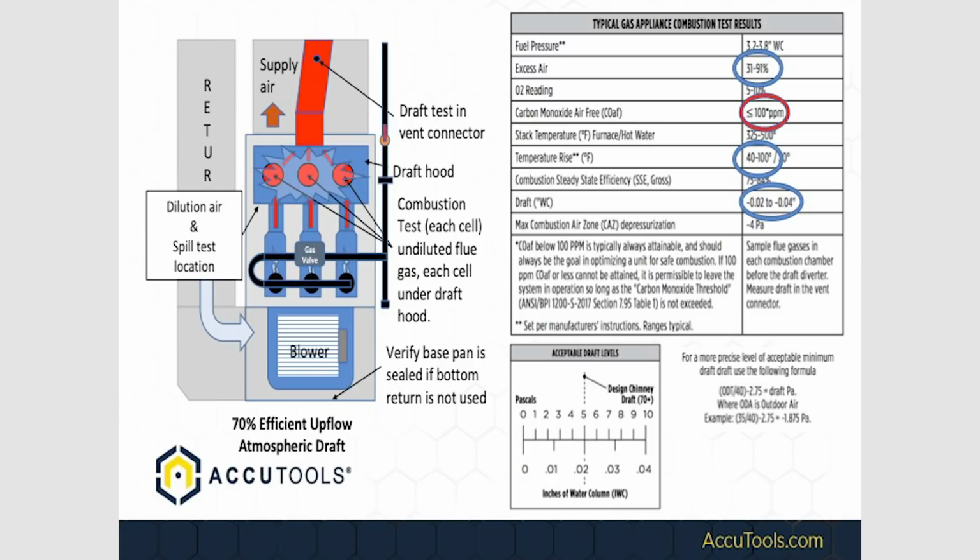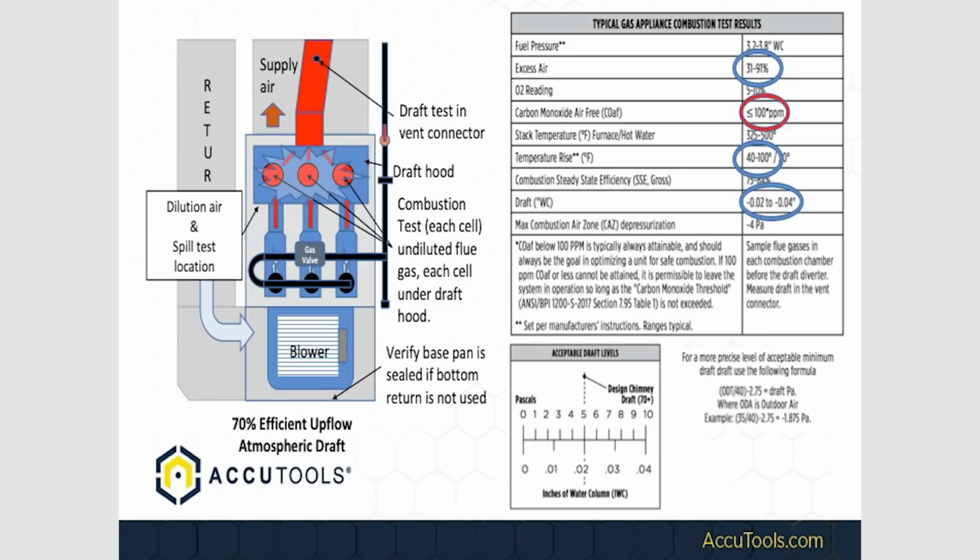Excess air, 31 to 91%. On this type of appliance, O2 reading 5 to 10%. Each one of these is laid out in the combustion guide, step by step how to do that. So I'll flip through these and we'll get through this quickly so Brian doesn't yell at me.